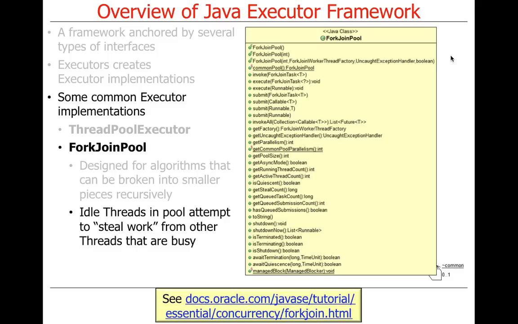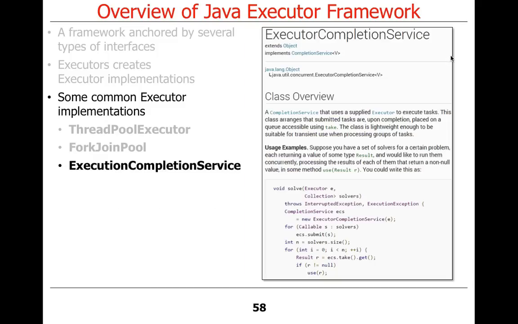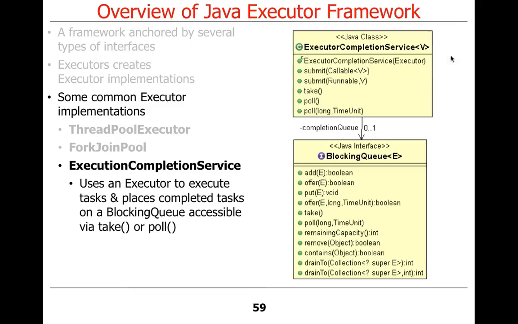We're not going to talk much more about that, but it's pretty cool. There's a nice discussion of it here. And then there's this third thing, which we're going to talk about. And this really isn't an executor implementation, but it's used in conjunction with an executor implementation. It's the execution completion service. And it uses an executor to execute tasks, and it takes the tasks that are finished. You submit them for processing. And when they're done, it sticks their futures into this blocking queue. And then another thread of control can sit there pulling the results and processing them as they finish.